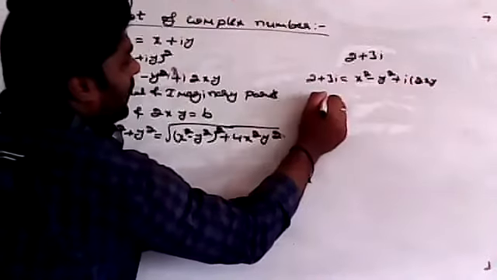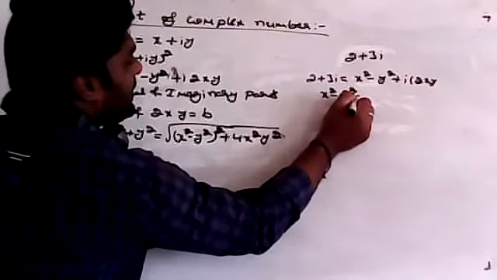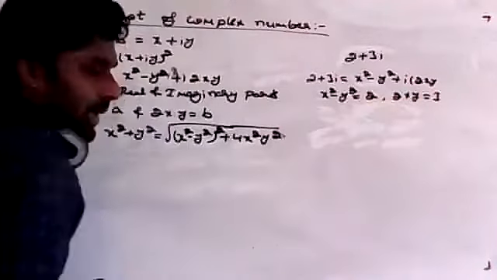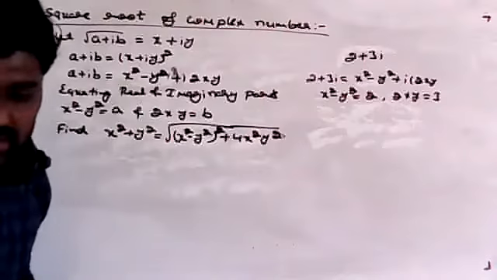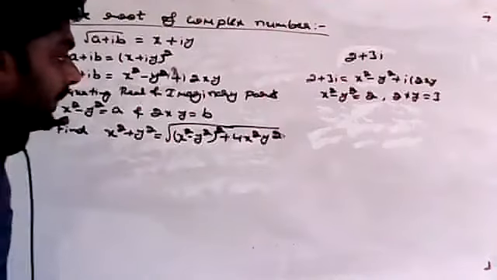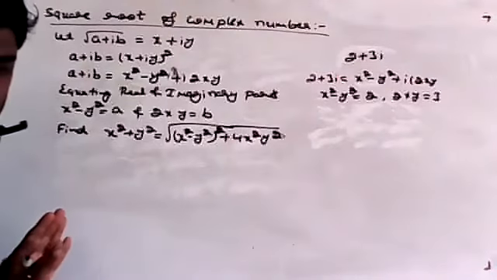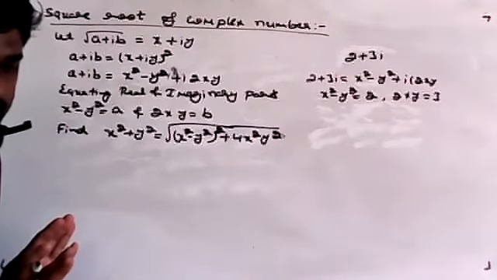Then compare both real and imaginary parts. x square minus y square equal to 2 and 2xy equal to 3. Okay, 2xy equal to 3. Then we have to find this value. Clear? So shall I move on to the problem?